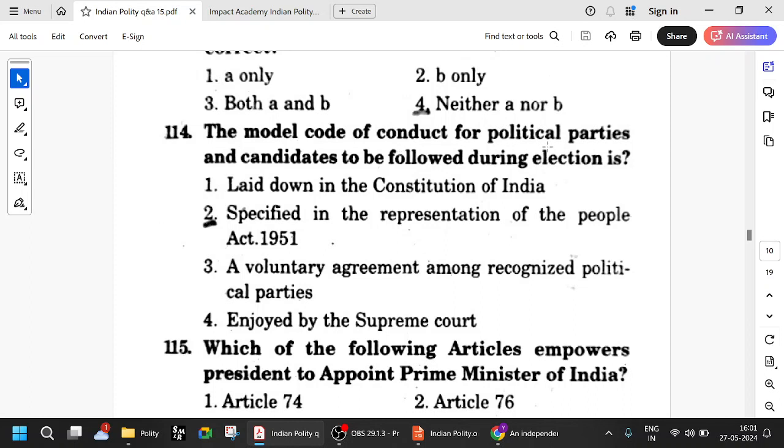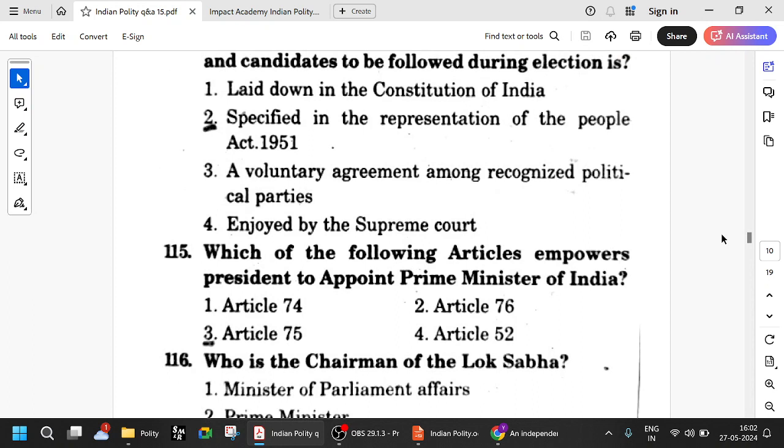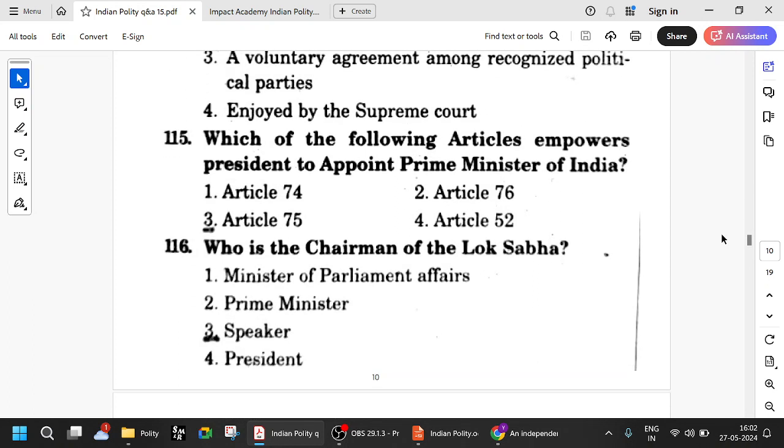So the model code of conduct for political parties and candidates to be followed during the election is specified in the Representation of the People Act 1951. Okay, so the Representation of the People Act 1951 is very important, and this model code of conduct during elections is given in that particular act.